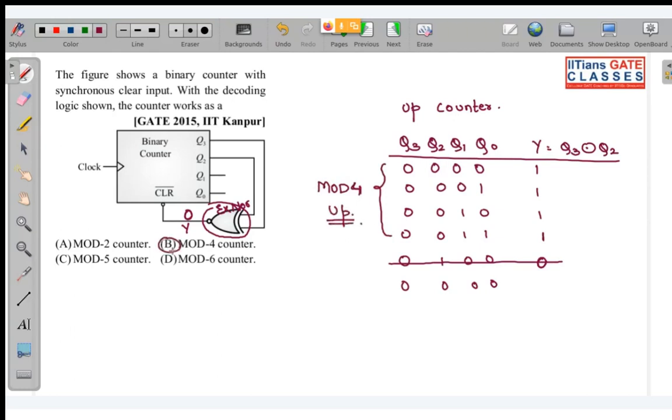So option B. And I guess Shruti and Raju have said mod 4. So good. Okay. Mod 4. I shouldn't be telling good.